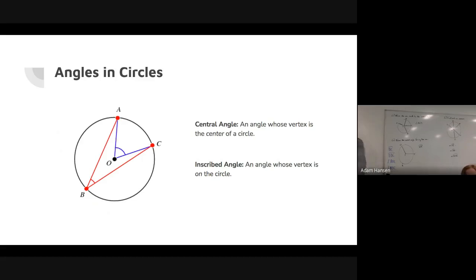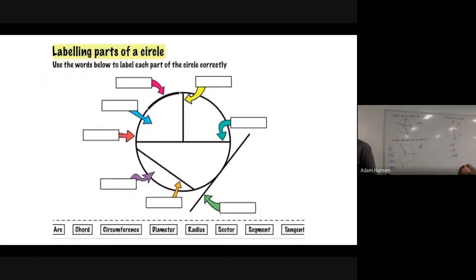Here's your task. On the next slide is the first question on your test, pretty much exactly this. There are different parts of the circle you're asked to label. Each of those colored arrows is pointing to a different part of the circle. Fill in the missing labels with the word bank below. Does that make sense?